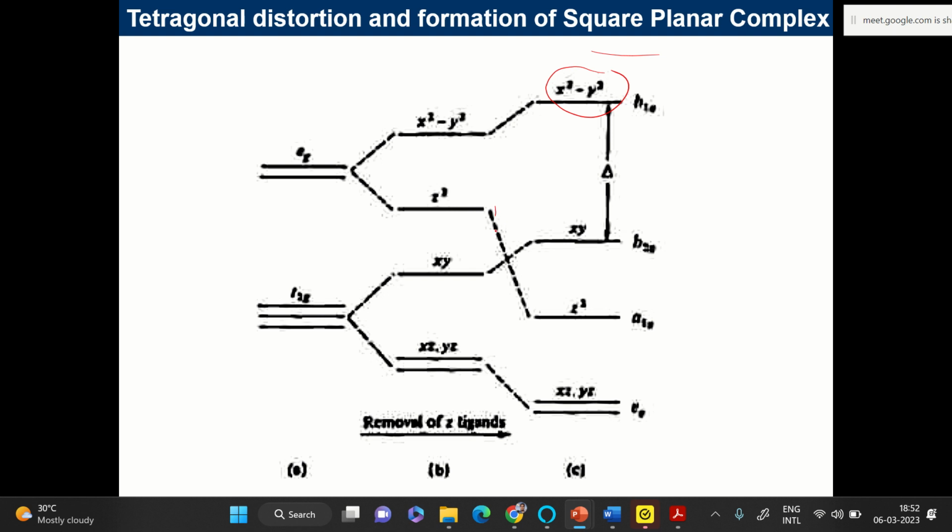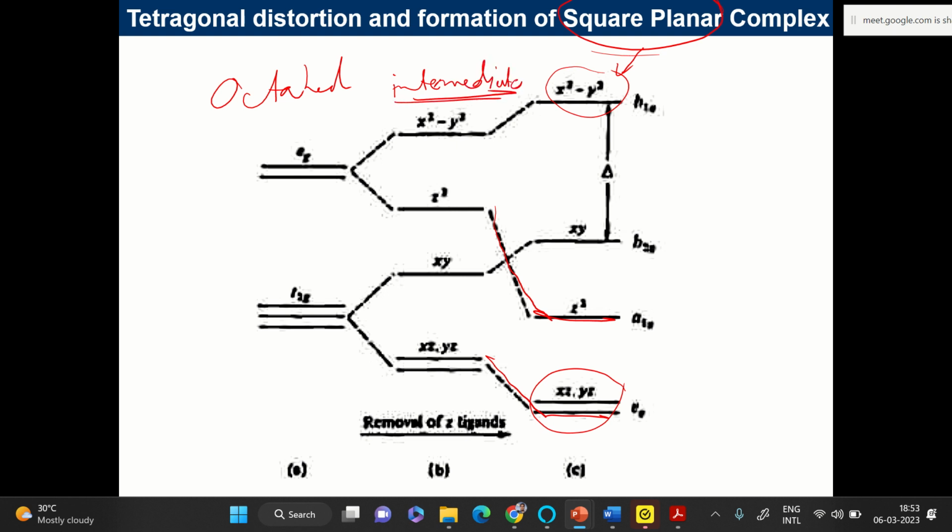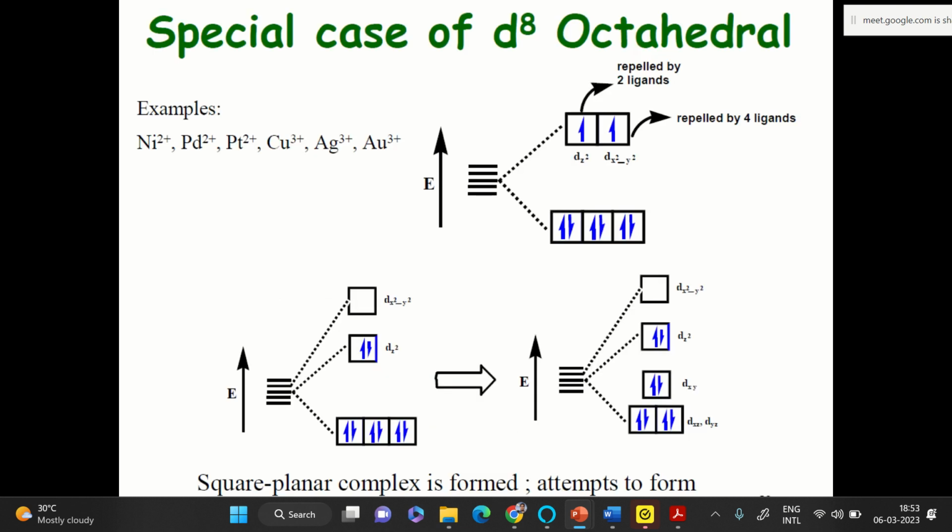The Z component keeps dropping down till the Z ligand is removed. So again the Z component is dropping down in energy, and so this kind of diagram is for square planar, and this was the initial stage starting. This is for octahedral, this is the intermediate situation, and the third one was for square planar, which is the final result.